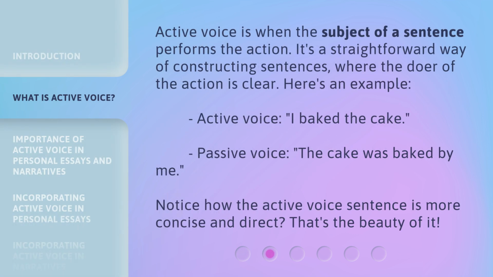Active voice is when the subject of a sentence performs the action. It's a straightforward way of constructing sentences, where the doer of the action is clear. Here's an example. Active voice: I baked the cake. Passive voice: the cake was baked by me. Notice how the active voice sentence is more concise and direct. That's the beauty of it.